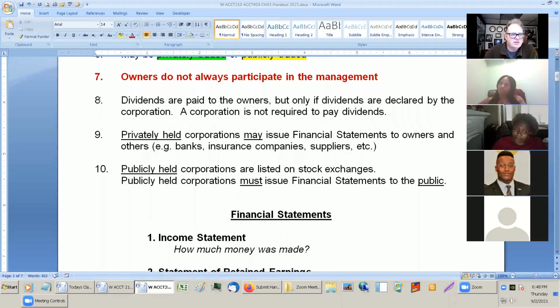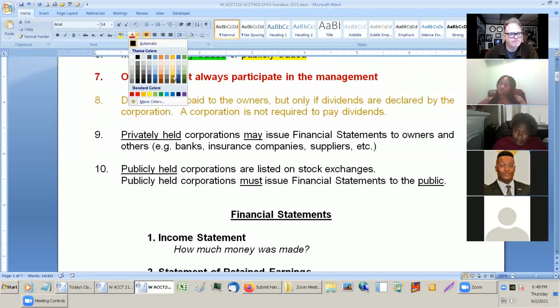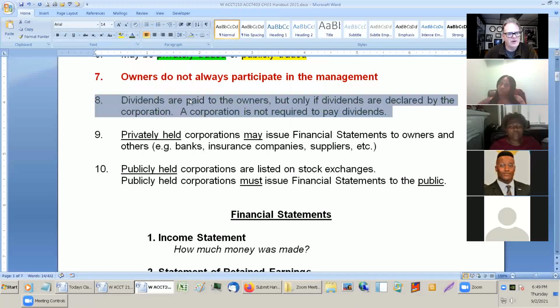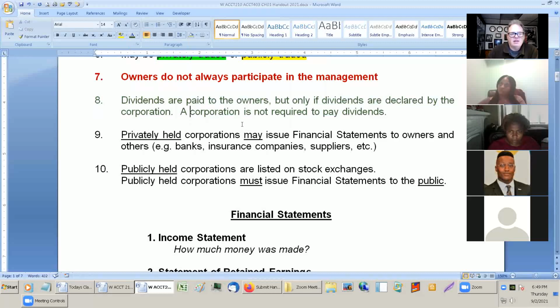Now this is kind of what we were talking about with the LLC or the subchapter S corporation. Okay, dividends are paid to owners, but only if the dividends are declared by a corporation. So the dividend is paid to the owners, but only if the company actually declares a dividend. A company doesn't have to declare dividends.